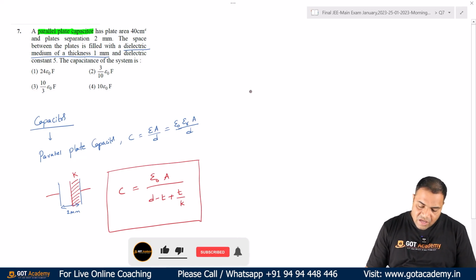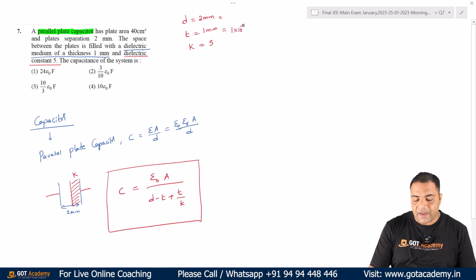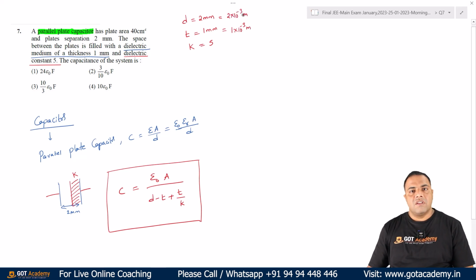Now, he has given that the plate separation is 2 mm. So this value is D. D is equal to 2 mm, that is the distance between the plates. The plates are filled with a dielectric medium of thickness 1 mm, so thickness T is 1 mm. And the dielectric constant K is equal to 5. Now you convert this into SI units, very important. Milli means 10 power minus 3. So 1 into 10 power minus 3 meter, and D is 2 into 10 power minus 3 meter. First express that in the SI system. Now let me substitute here.